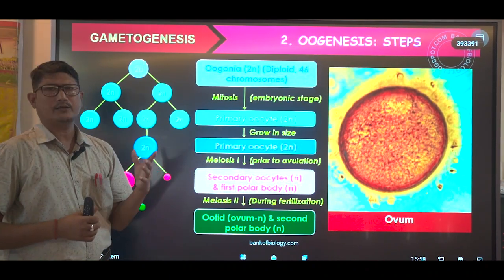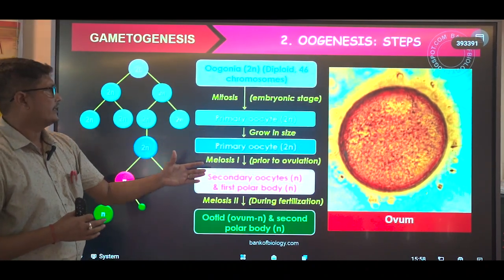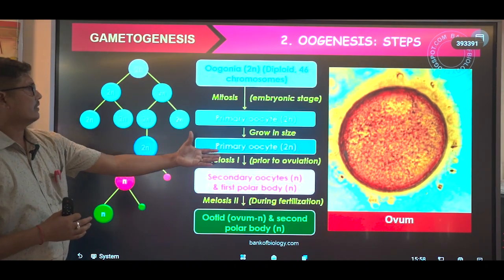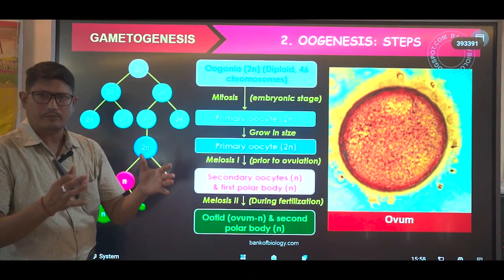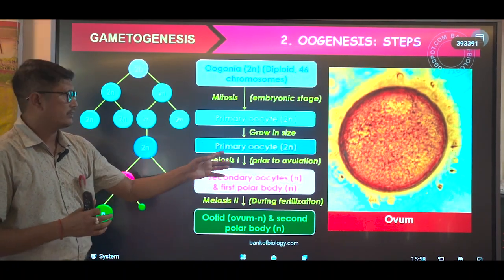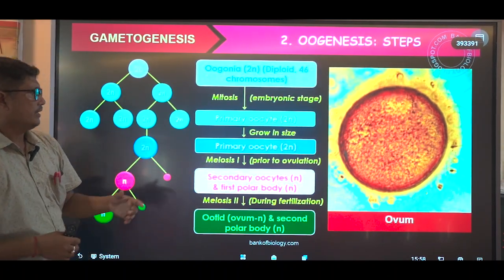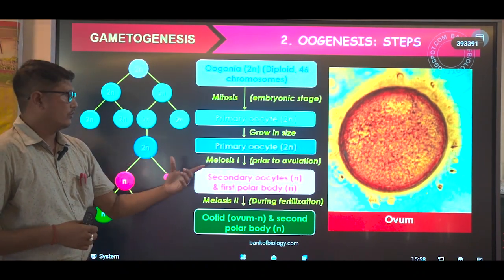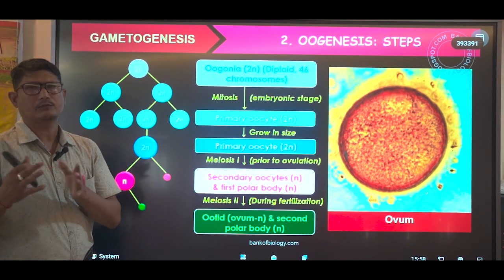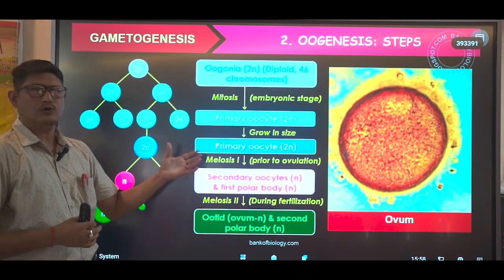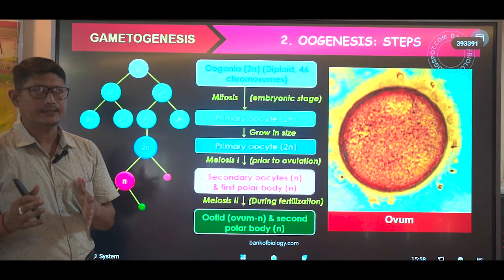Now these primary oocytes will grow in size and become slightly bigger compared to the initial primary oocyte. They will now undergo meiosis 1. So in meiosis 1, what happens? The chromosome number reduces to half, as we know that meiosis 1 is the reduction division.